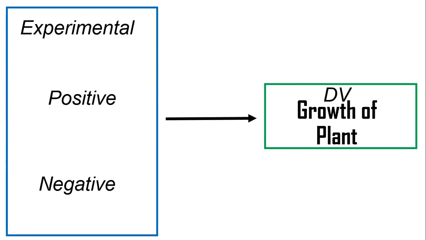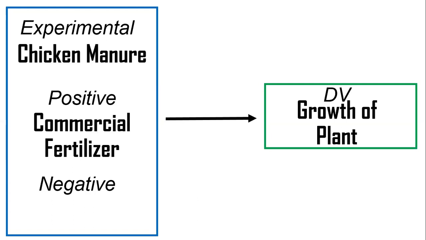or the variable in your scientific experiment, into experimental treatment, positive control, and negative control. Remember, the experimental group is the one that you are proposing or testing, and what we are testing is the chicken manure. Now, the positive control is the type of treatment that already has an effect, that you really know will increase the growth of plants. And of course, commercial fertilizers.